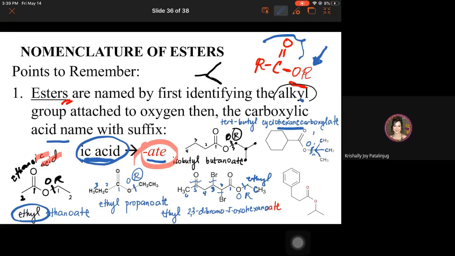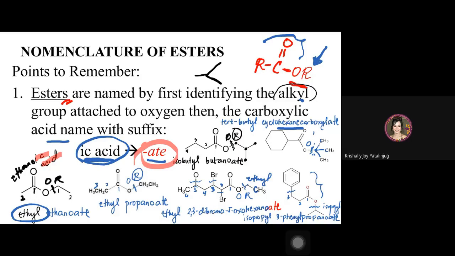Last. Ito yung isopropyl. Okay? Isopropyl. So this would be the acyl group. Okay? So, carbon 1, 2, 3. Then, naa na din siya phenyl nga substituent. So, iyang pangalan would be isopropyl 3-phenyl. Una ang substituent. 3-phenyl, what is the corresponding carboxylic acid name? Propanoic acid, di ba? Kay 3 carbon man. Mahimo siya propanoate. Propanoate. To make it esters. Alright? So, done with esters.